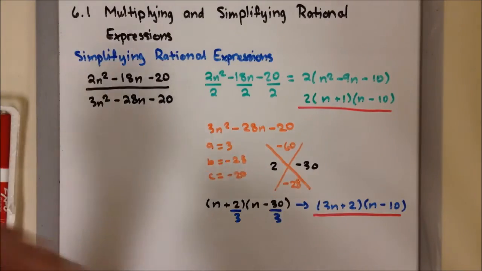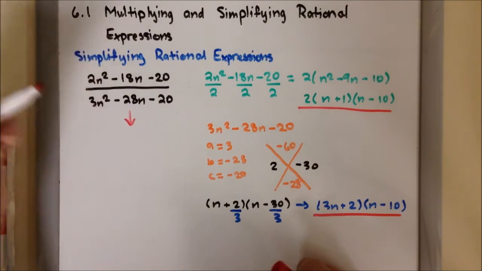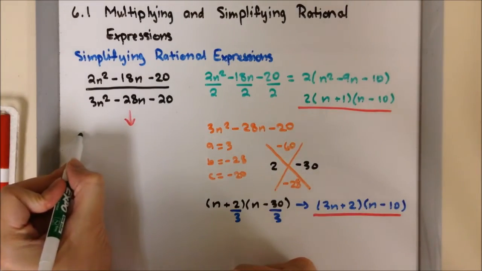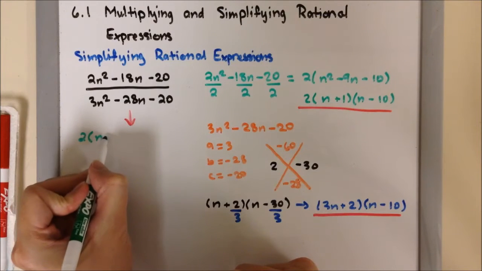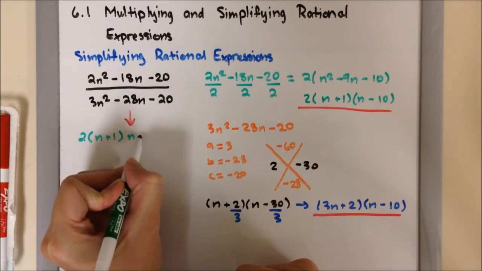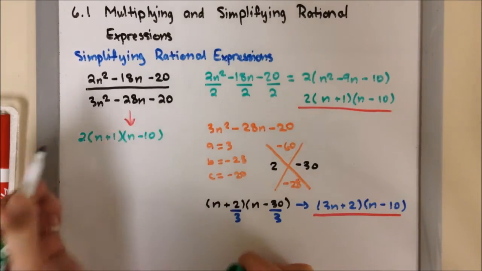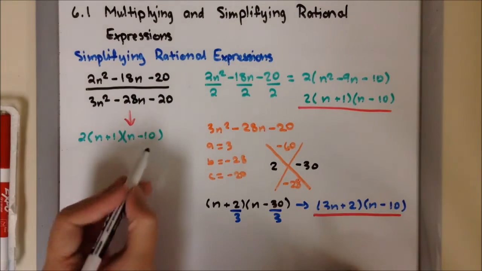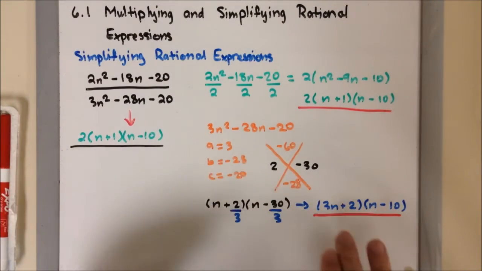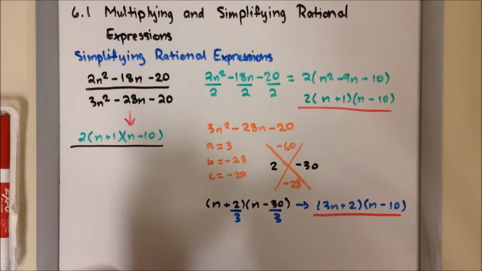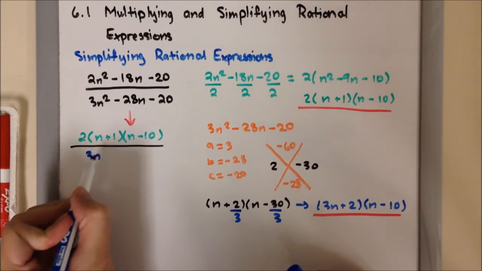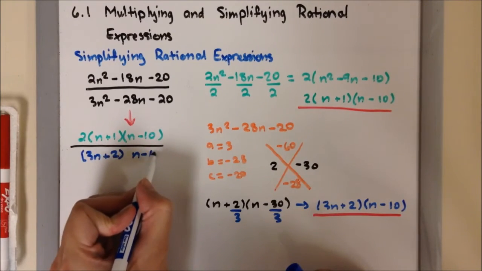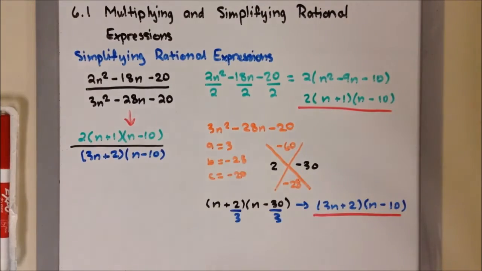Alright. So I'm going to bring it back into the fraction. My numerator is these three factors: 2, n plus 1, and n minus 10. And for our denominator will be this pair of factors, 3n plus 2 and n minus 10.